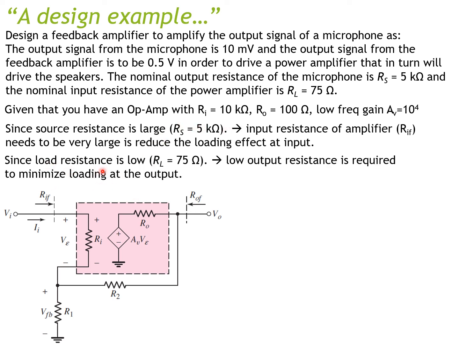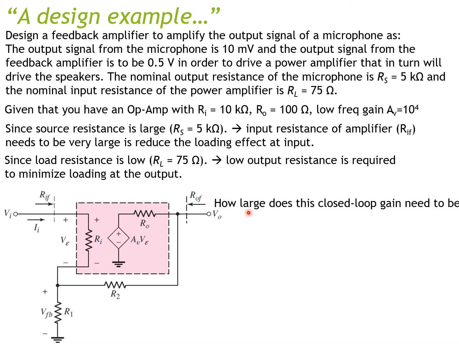And also the load resistance is very low. Okay, it's 75. You now need a low output resistance. So this number needs to be small in comparison to this, so that you can minimize the loading at the output.